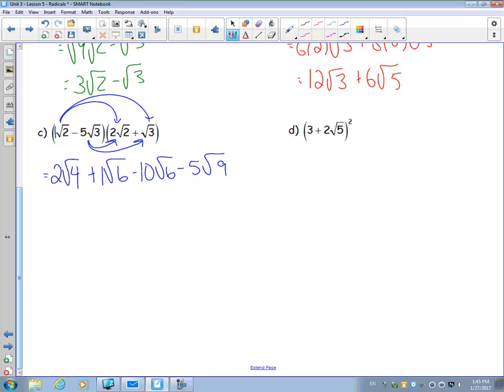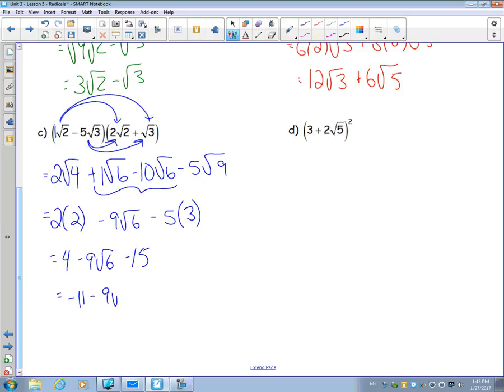Notice we still only have 4 terms, but some of those terms are made up of both radicals and whole numbers. We're going to simplify. Root 4 is like saying 2. The things in the middle, we can collect those, so minus 9 root 6. At the end, the square root of 9 is just the number 3. So we'll simplify this some more. And we can put the 4 and the 15 together, make negative 11 minus 9 root 6. That's as far as I can go. No like terms, so we're done.